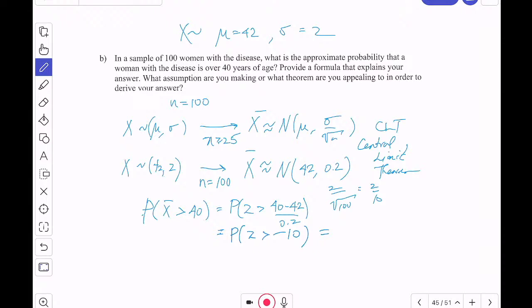So the probability of being bigger than -10 is 100%. So the chance of being more than 10 standard deviations below the mean is the whole thing. So this is, if we use a central limit theorem.